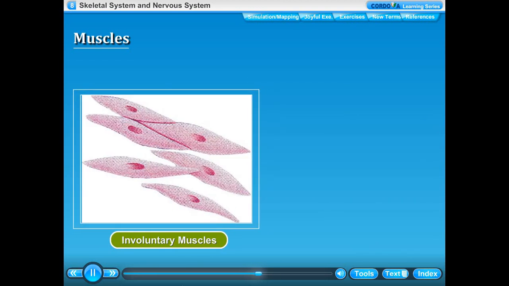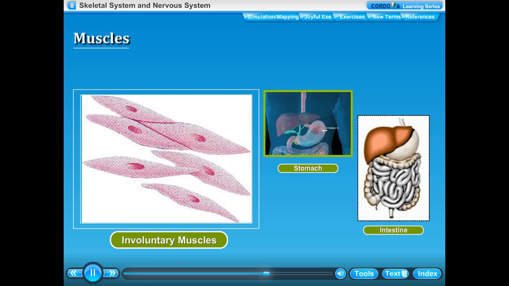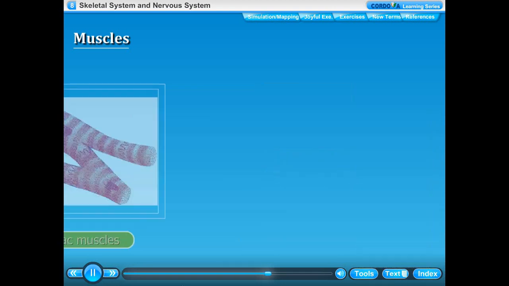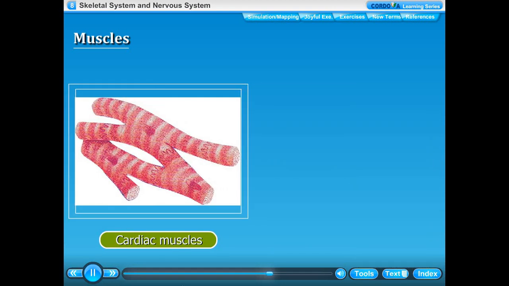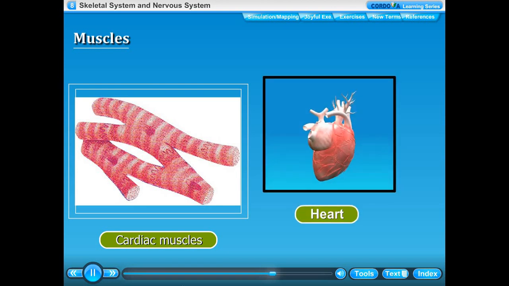Involuntary muscles. The muscles that work but are not under our control are called involuntary muscles. They work automatically. Muscles in our stomach and intestine are involuntary muscles. Cardiac muscles. These muscles are a type of involuntary muscles found in the walls of the heart. They are also not under our control. They make our heart beat. Unlike other types of muscles, the cardiac muscles work throughout our life and never get tired.